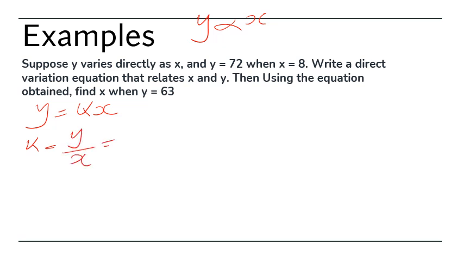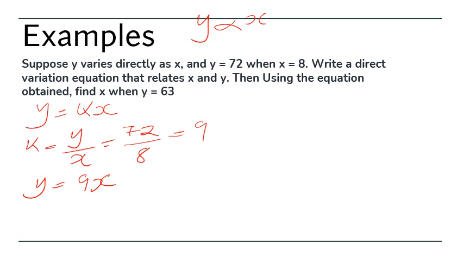In this case, y is 72 and x is 8. So 72 divided by 8, that's 9. So that's 9, which means your equation is y = 9x. So that's the equation, right? A direct variation equation that relates x and y.